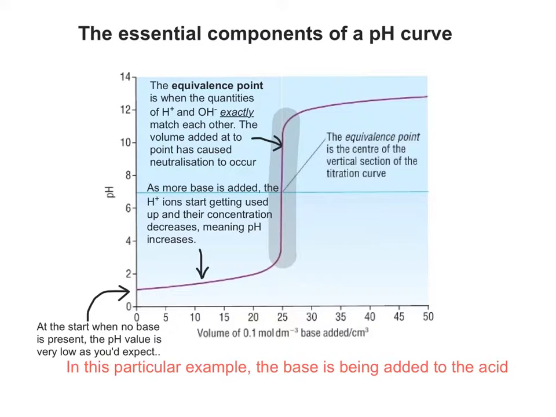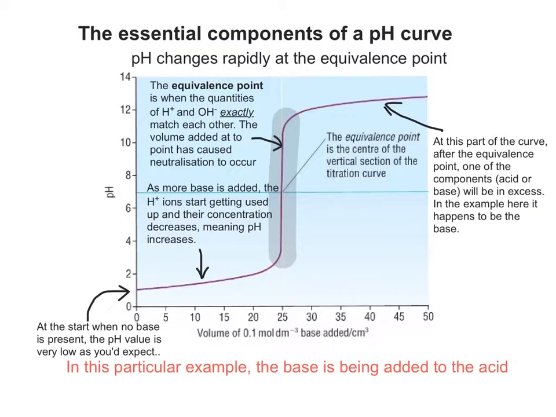So the equivalence point is when the quantities of H+ and OH- exactly match each other. The volume of base added at this point, in the case of this particular graph, has caused neutralization to occur. And pH changes rapidly at the equivalence point. In this particular case, you're adding base to acid, so the pH will rise rapidly at this particular equivalence point.